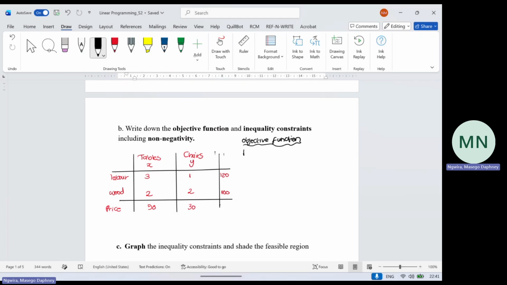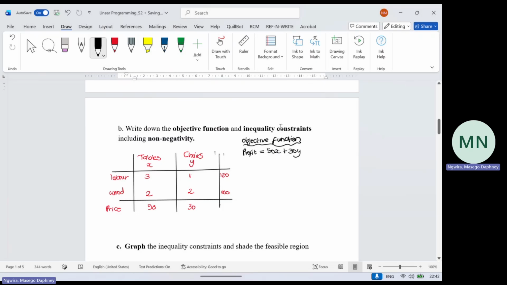So this will be profit, because it's money. For x, the price is 50, so it's going to be 50x plus 30y.